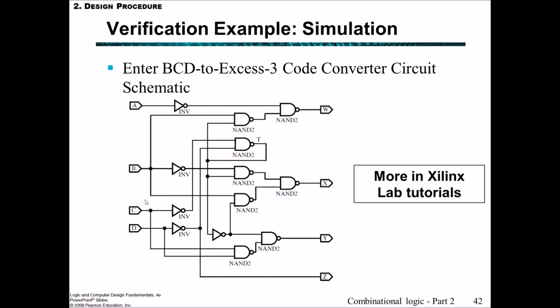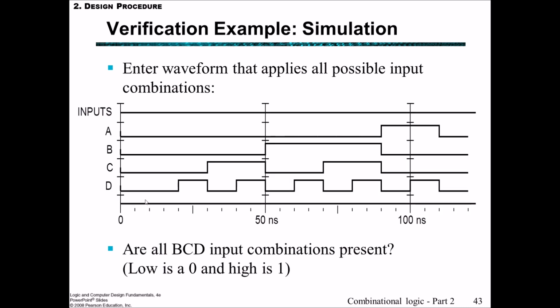So here is the circuit that we came up with, and we would put this schematic into Xilinx, and we'll look at that more in the tutorials. And then we would enter a waveform, and this waveform ABCD should be values from 0 to 9, and you should verify this. So first of all, we see that D is going 1 and 0, 1 and 0, C.